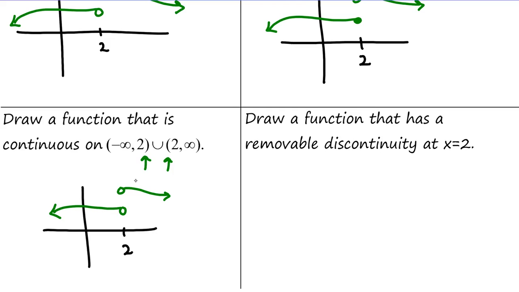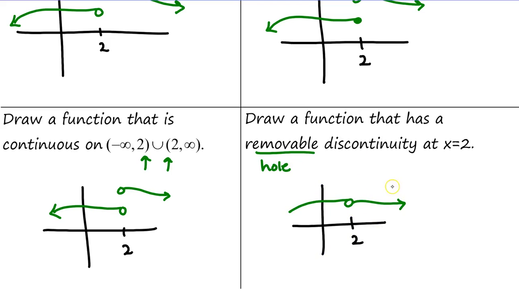And then the fourth one, draw a function that has a removable discontinuity at x equals 2. Remember, that means a hole. So we do need to make this one come to the same value on the left and the right. So the limit from the left equals the limit from the right.